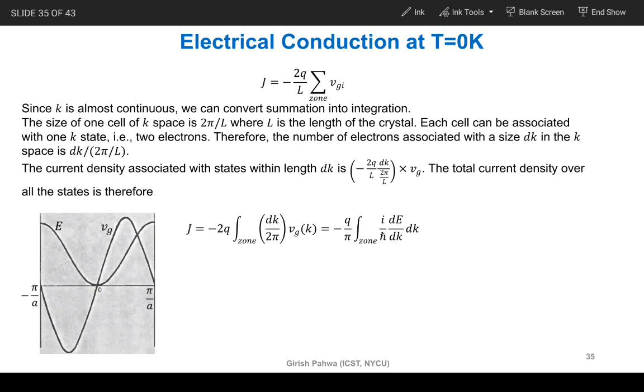Positive k and negative k will cancel, because one has plus Vg and the other has minus Vg. Any k in the range 0 to pi by a will have a corresponding k in minus pi by a to 0, which will cancel its contribution. So this is going to become 0. You have 0 current when you don't apply any electric field.